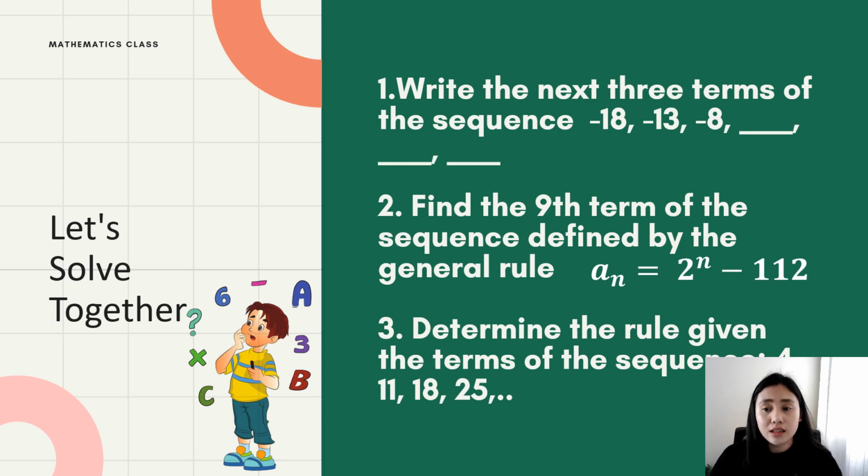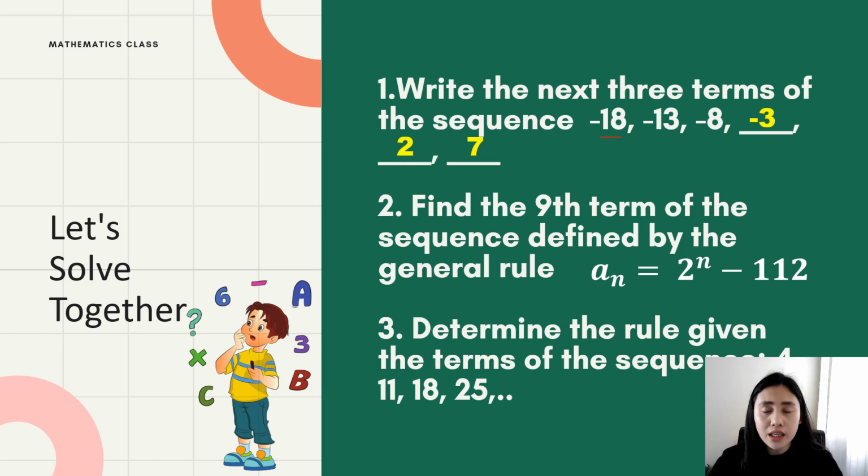Okay, ang next three terms para sa number 1 ay negative 3, positive 2, and positive 7. Paano nangyaring negative 3, positive 2, at positive 7 ang next three terms? Merong pattern na sinusundan ang bawat elements.